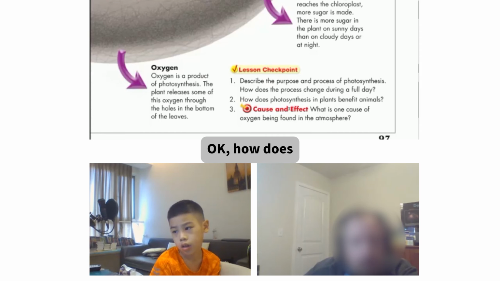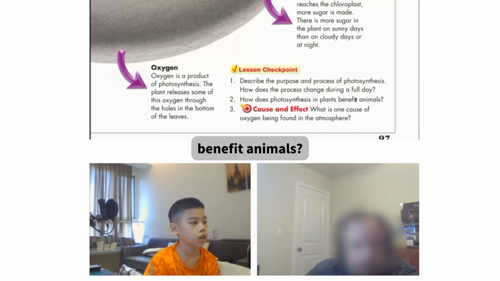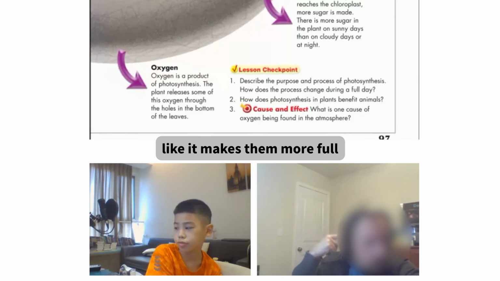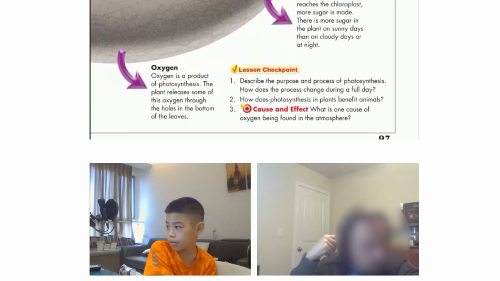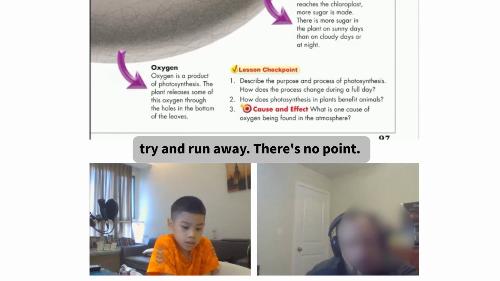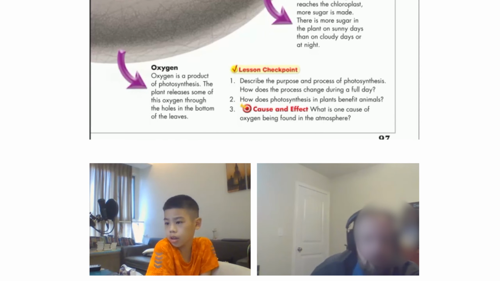Okay. How does photosynthesis in plants benefit animals? Like it makes them more full. Mm-hmm. Well, it has a good flavor. It doesn't try and run away. There's no point. It's just a neighbor.